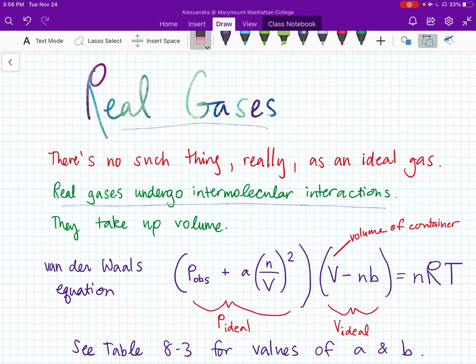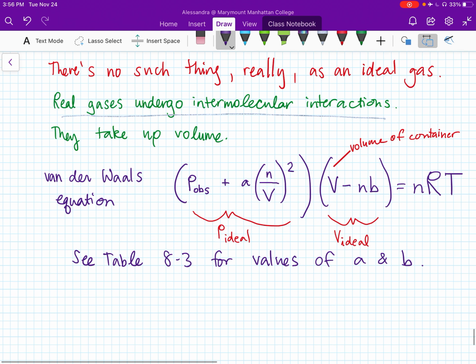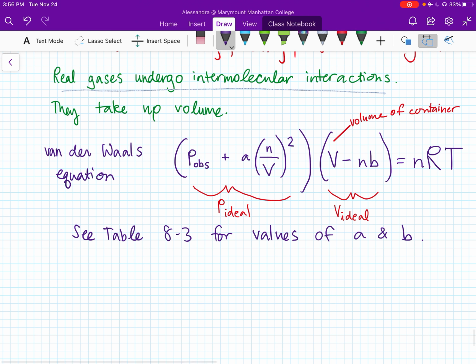Now, what are A and B? Well, you can look up values for A and B for different gases in table 8-3 in your book. And the actual values of A and B are going to vary depending on the gases that you're talking about. So A is the pressure correction, and B is the volume correction. You can find them in those tables. You don't have to memorize them or anything like that.